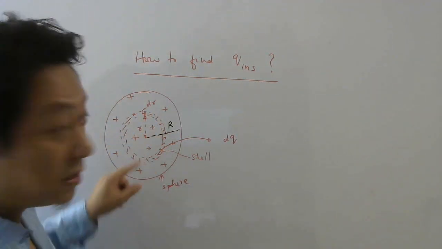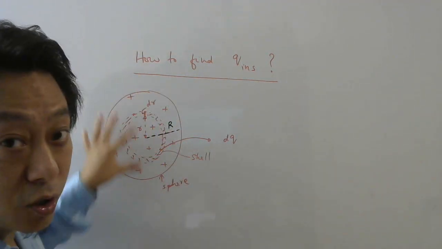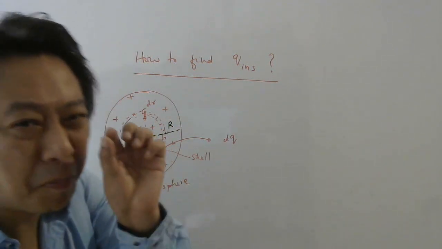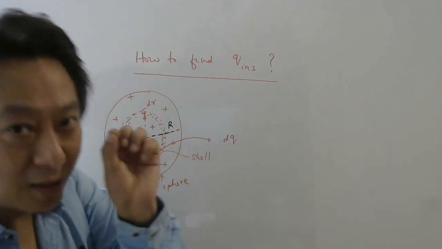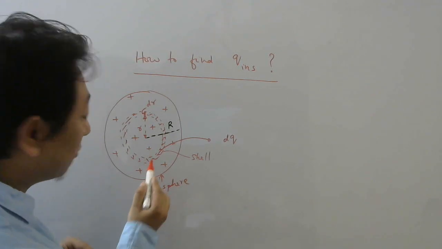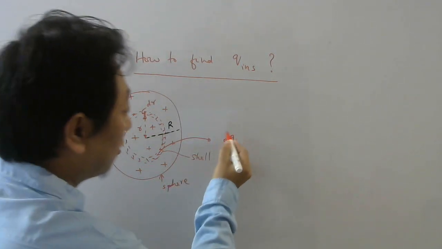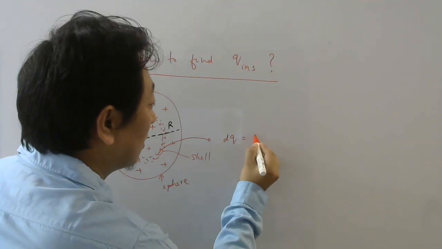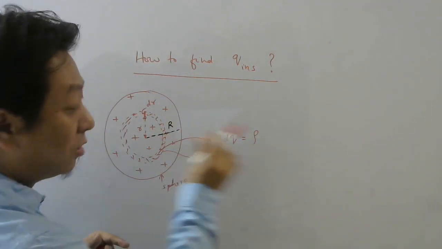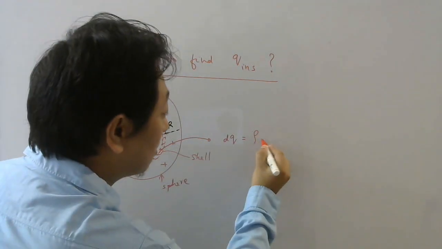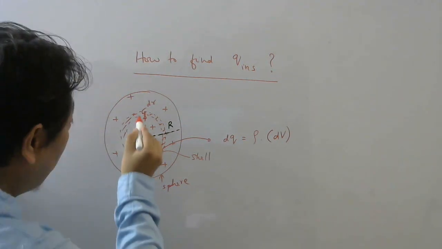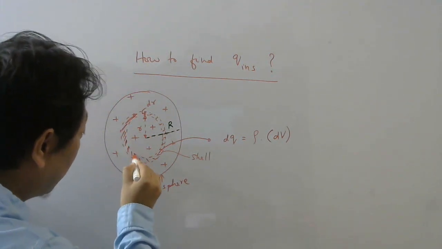Because remember, this shell is just a part of the solid sphere. It is not the whole sphere, right? This shell here is just a part. So since it will have a small charge, I am writing it as dq. Now, how to write the charge of this small shell? Well, the charge of this shell will be dq equals the density of charge at this location, whatever is the density, times the volume of the shell. So dV here represents the volume of this shell, okay, only this part.